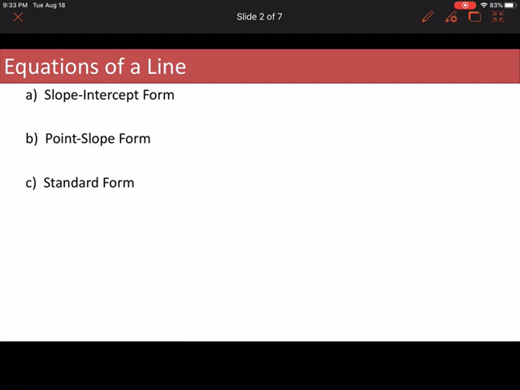Which one do you guys know the best? That's right, it's the first one, slope-intercept form. That's the one that you tend to learn in Algebra 1 most, and that's the one that we tend to graph, because it's easy. M is the slope, right, rise and run, and then B is your y-intercept.